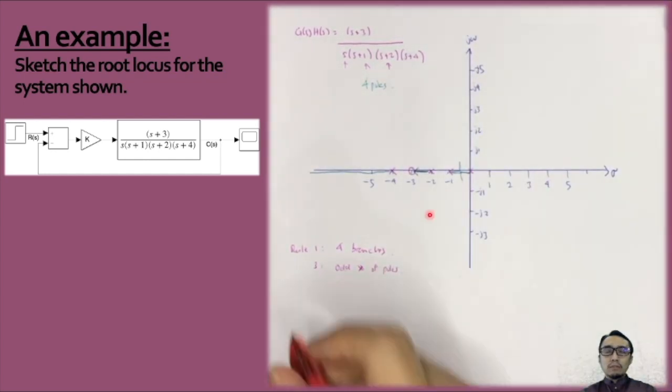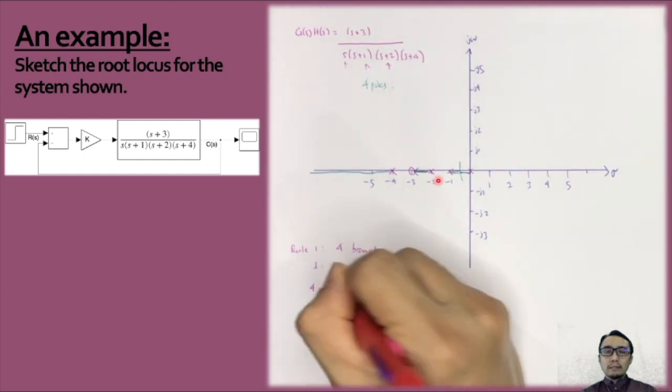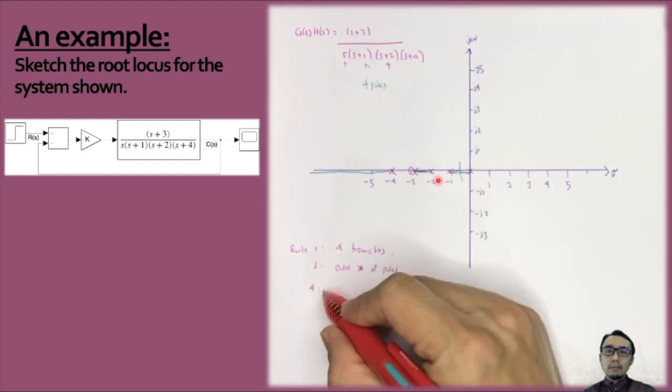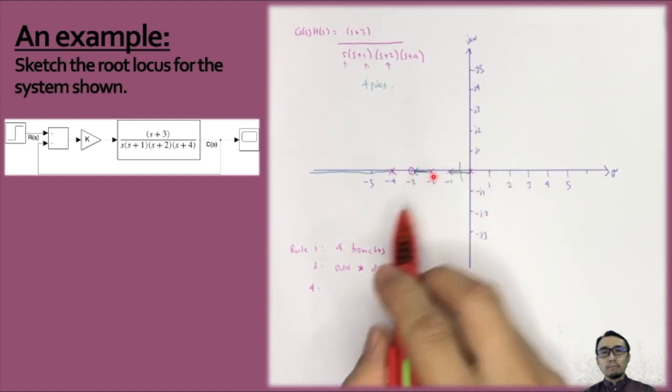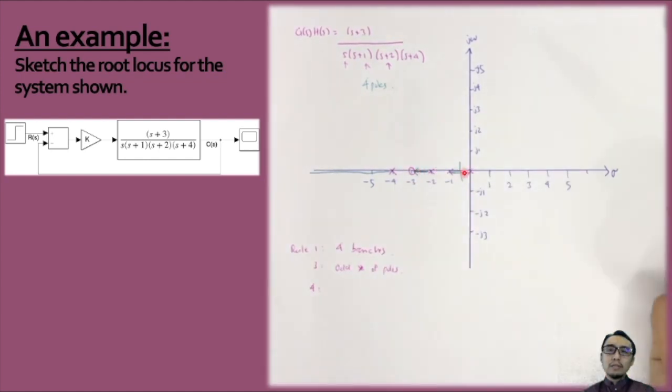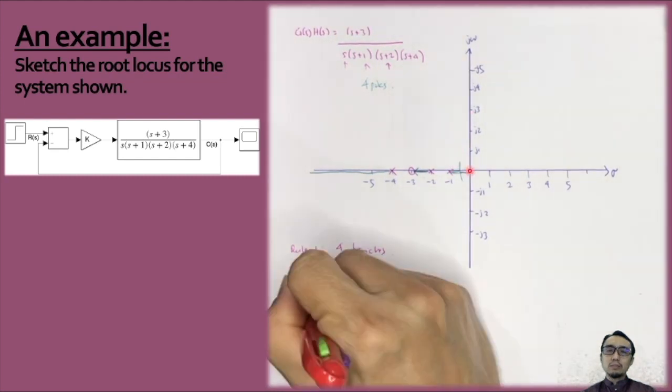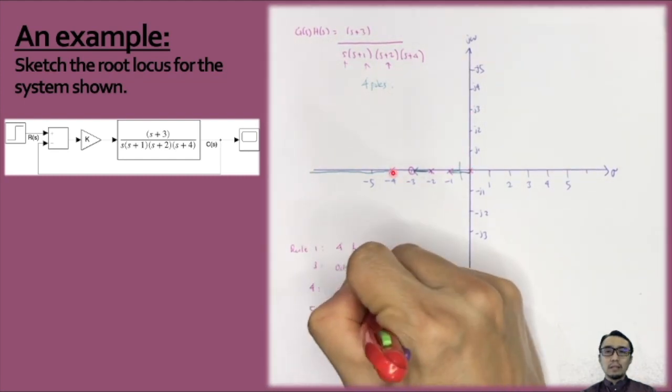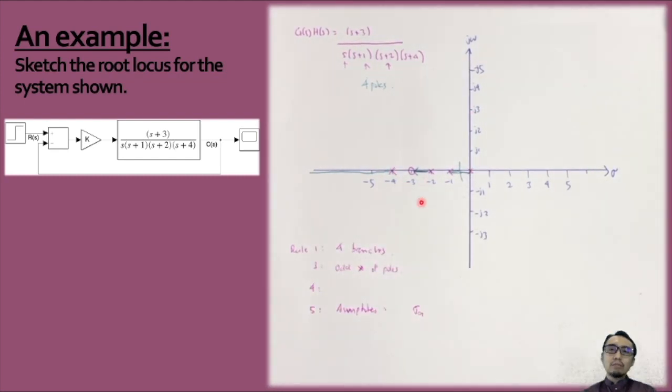So the fourth rule says that the path will move from pole to zero. So we already indicate here. But over here, the zeros will be at infinity, as shown here. So we need to find the asymptote.